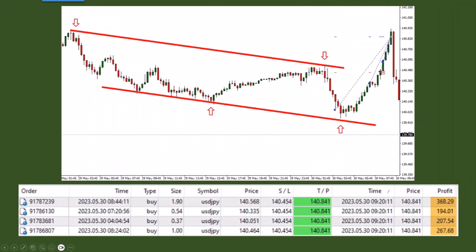So the next trade is a channel trade. There's the bounce, there's the bounce, there's the bounce, and the trader basically traded the bounce over here.